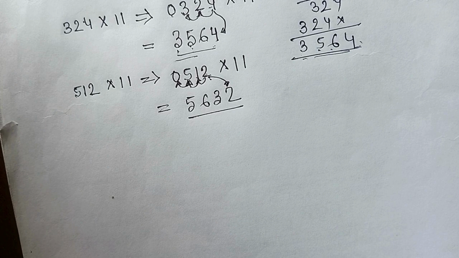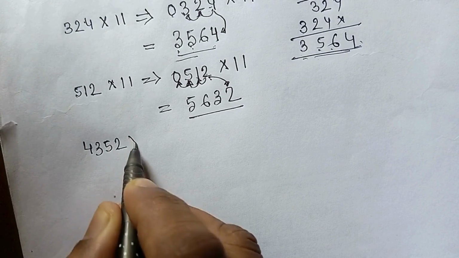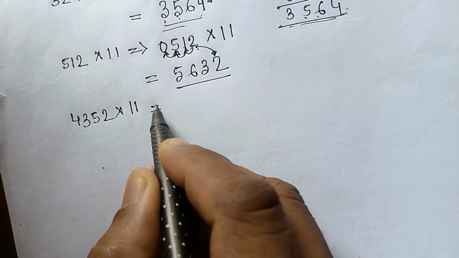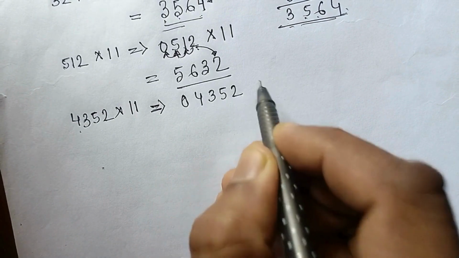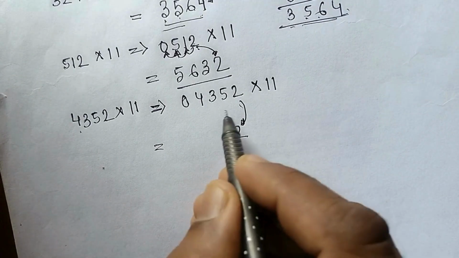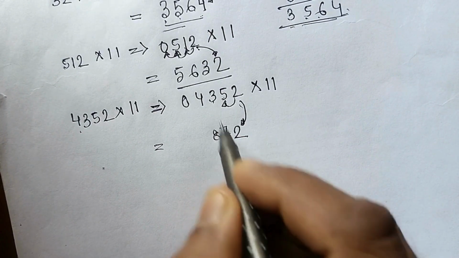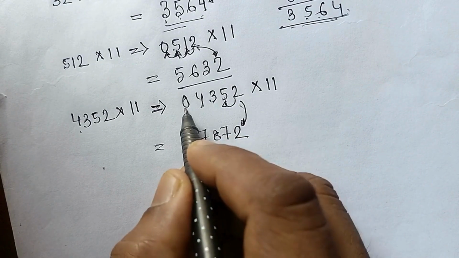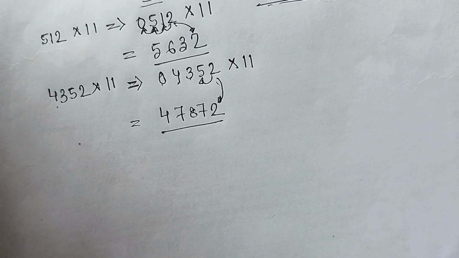We are going to take a longer example, like we just want to multiply 4, 3, 5, 2 into 11. So in the above manner we have to write just 0, 4, 3, 5, 2 cross 11. For this, first we have to start from the right side, 2. After that we have to add that 2 plus 5, 7, 5 plus 3, 8, 4 plus 3, 7, 0 plus 4, 4. So that will be the answer. In just a few seconds we can write the answer. So if you practice more, you will get the answer very quickly.